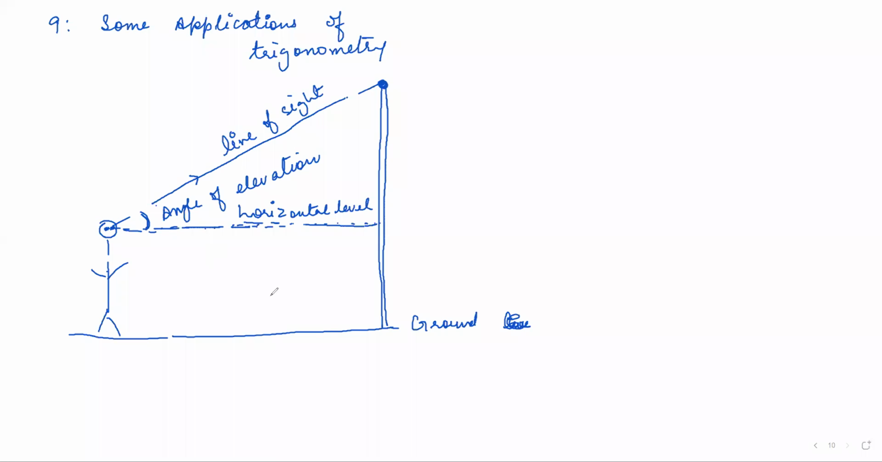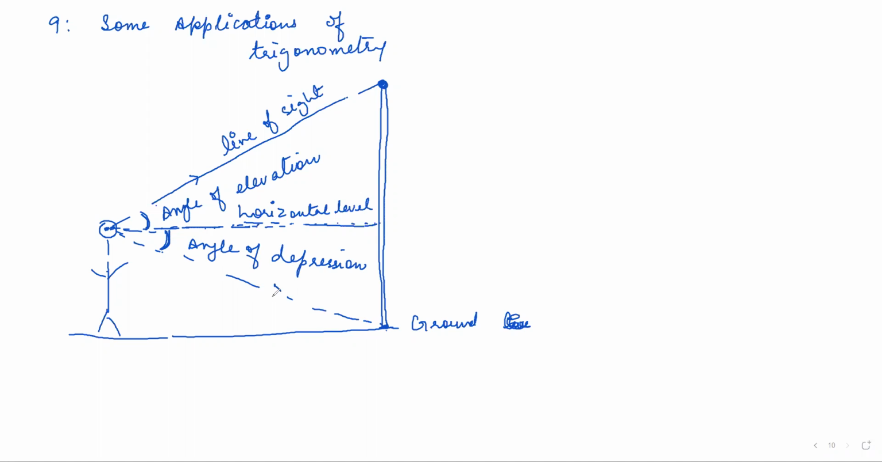Now if she is looking at the bottom, like the bottom of the pole, obviously she is going to see like this. So this time the angle will be below the horizontal level. So this is called the angle of depression. So these are the three terms you need to be familiar with. What is angle of elevation? What is angle of depression? And what is the horizontal line?